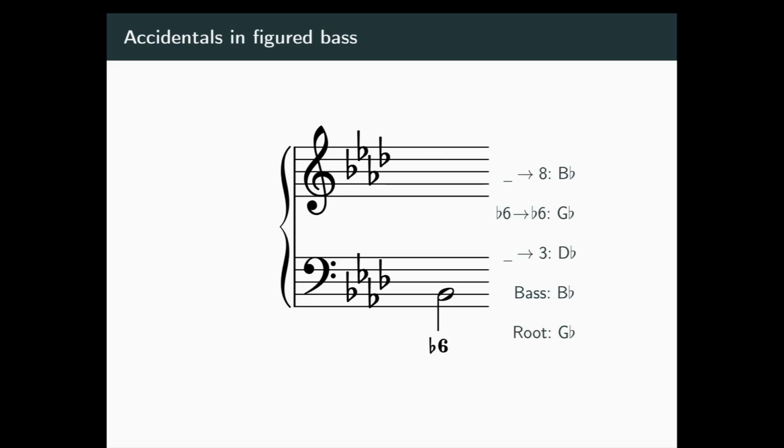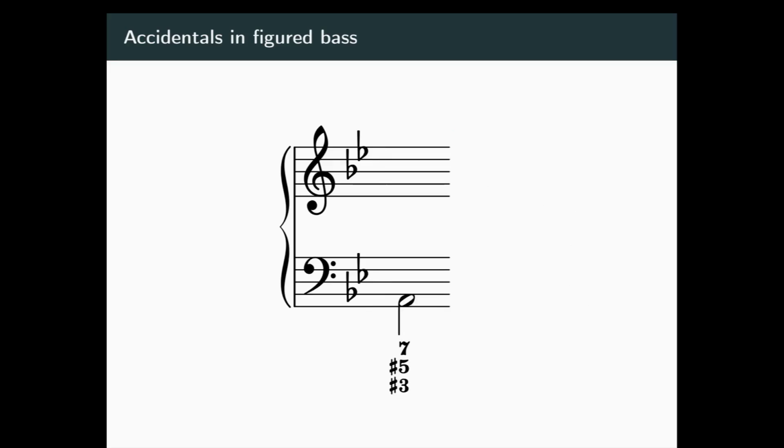The intervals above the root are a major third and a perfect fifth, so this is a G flat major chord over B flat. As we just saw, accidentals can appear in figured bass to raise or lower the note at that interval above the bass note by a half step. While accidentals must be to the left of notes on the staff, they can appear either before or after the figured bass numbers they're attached to.